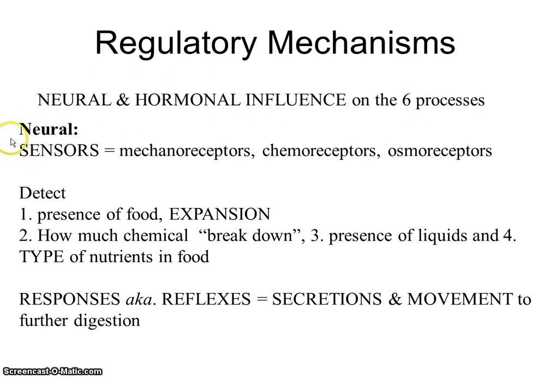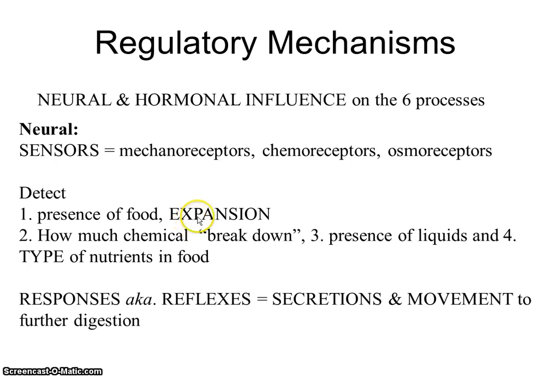For the neural aspects, we have sensors. That's always true throughout. So receptors: mechanoreceptors, chemoreceptors, and osmoreceptors. So concentrations, specific chemicals, and then mostly stretch here from mechanoreceptors. Here's what sensors detect. As I mentioned here, presence of food leads to expansion.